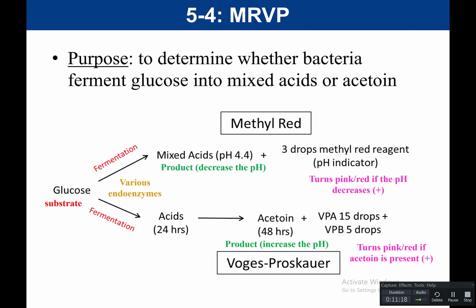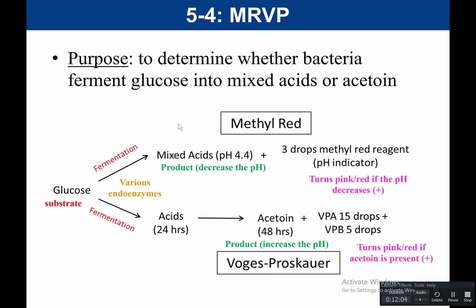So for your methyl red and your Voges Proskauer, you have 2 separate biochemical sheets for this. They do have the same purpose. The purpose is to determine whether bacteria can ferment glucose into mixed acids or acetoin. So we're looking at what type of metabolism they do. In this test, glucose is our substrate, so our enzymes are going to be various endoenzymes. And for the methyl red sheet, the products are going to be our stable mixed acids, and those stable mixed acids will decrease the pH.